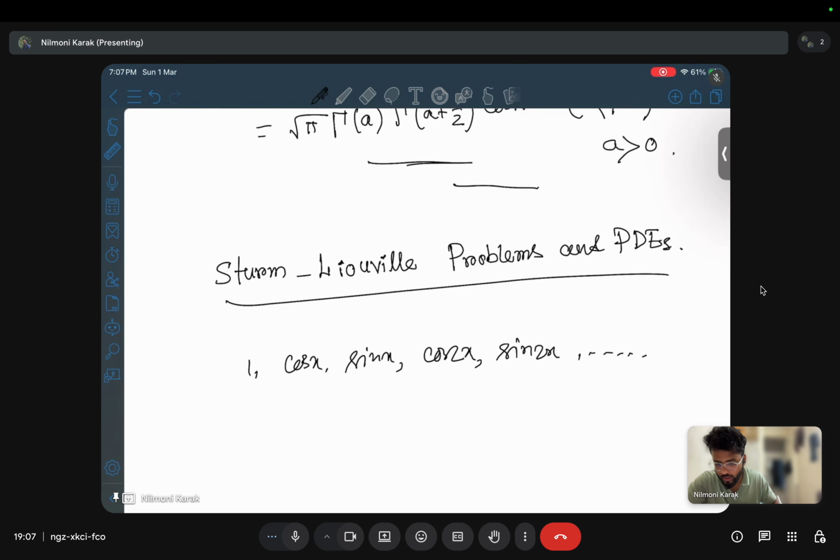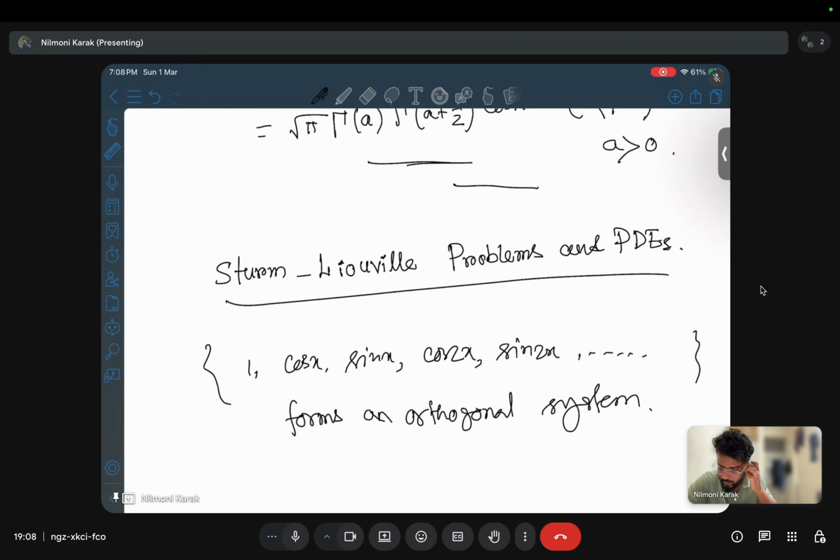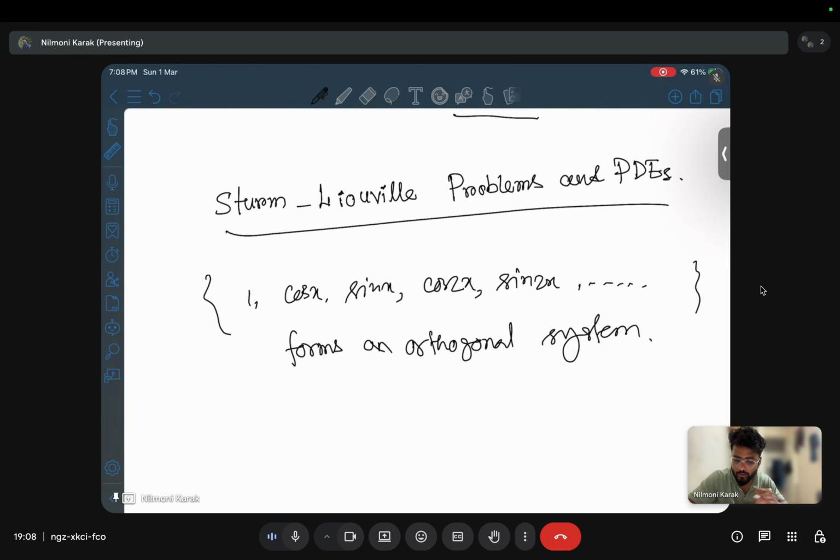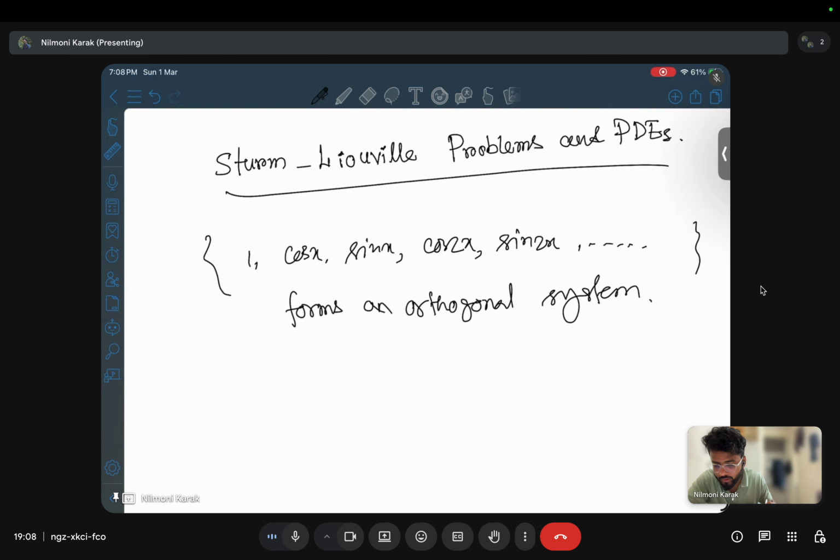These form an orthogonal system. But it is interesting to know, is there any other orthogonal system that exists? Yes, some special orthogonal systems exist.